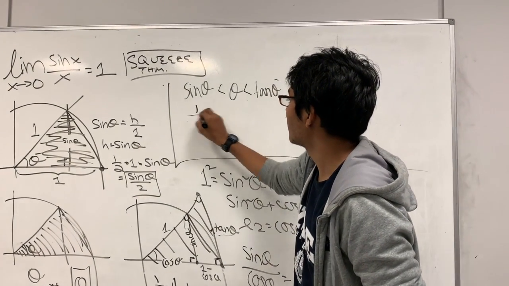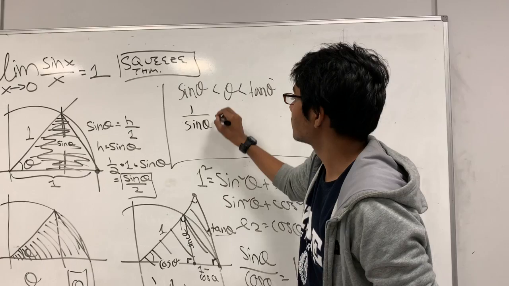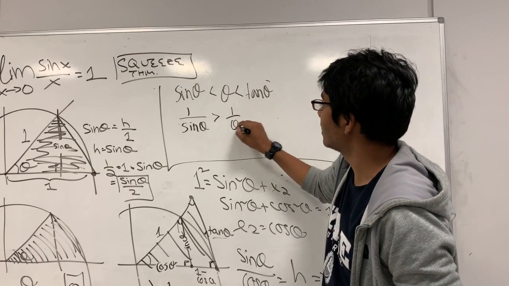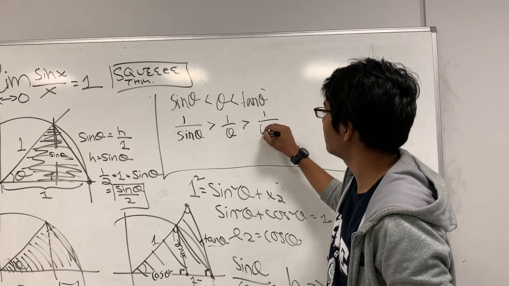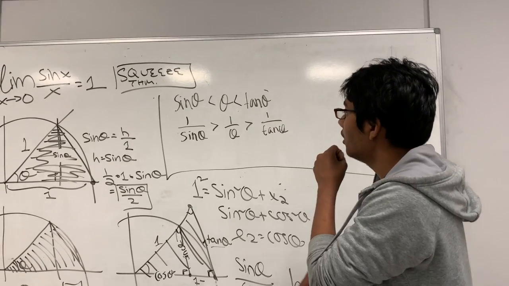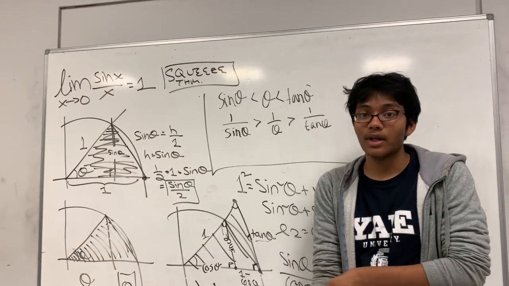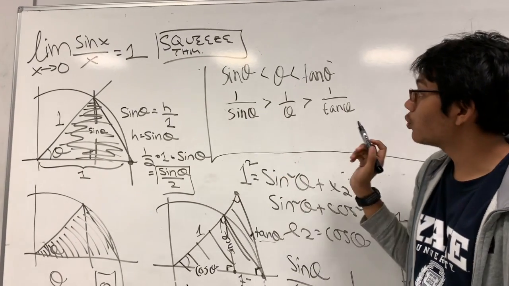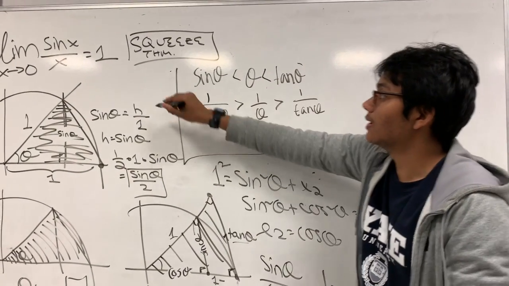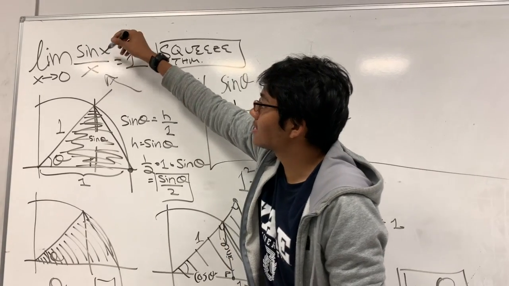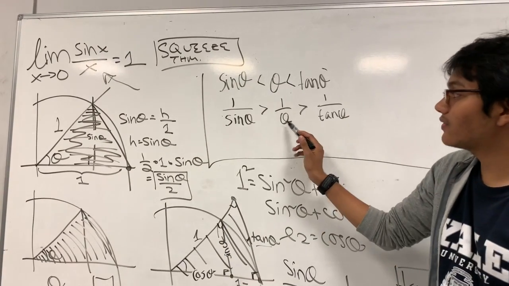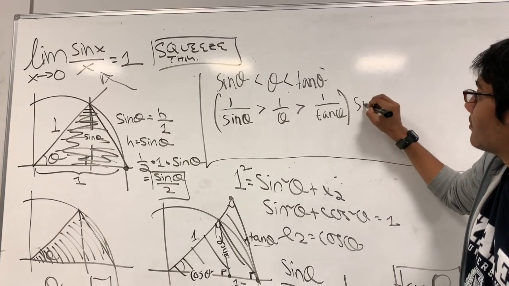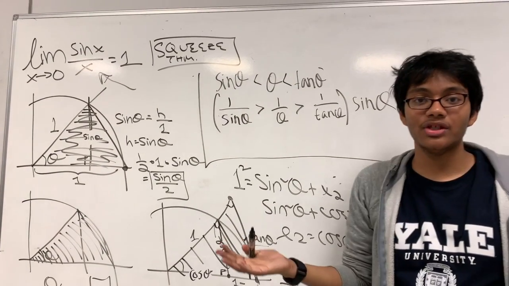So 1 over sine theta is greater than, we're taking the reciprocal, so 1 over theta is greater than 1 over tangent theta. And now, if you see what I just did here, we're just one step away from checkmate. We just have to get sine x over x. We already have theta in the denominator. So that means if we multiply this inequality by sine theta, we've hit jackpot.